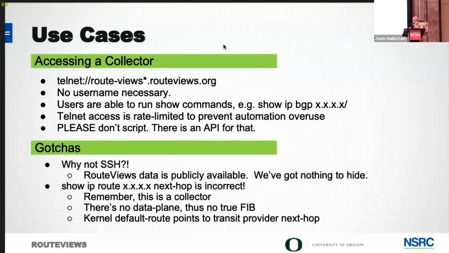It's important to note, though, because this is a route collector, the next hop will be incorrect. We have peering across the exchange, but we have another port, to our transit provider, where we archive the data through that path. So showing next hop is not going to give you information. What we're really doing is archiving paths alone. And the kernel is going to point to this next hop by default. So again, it won't be correct when you're looking at the data set.